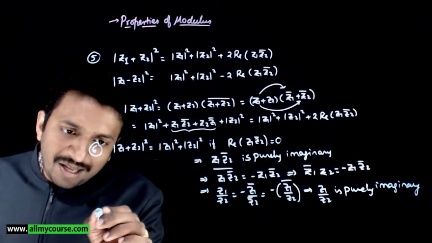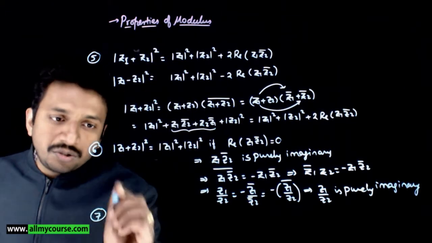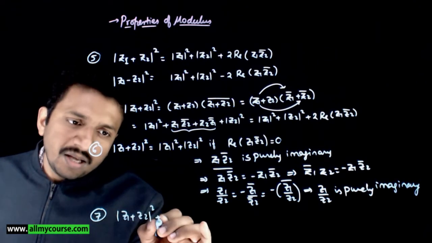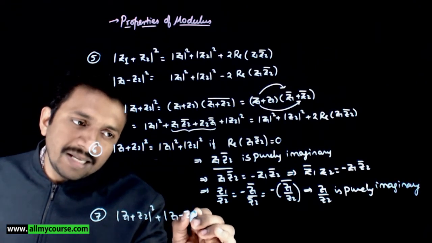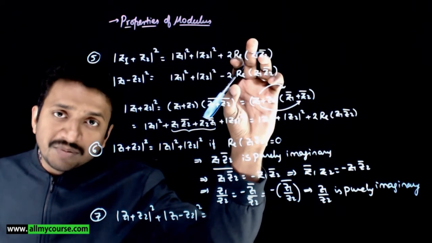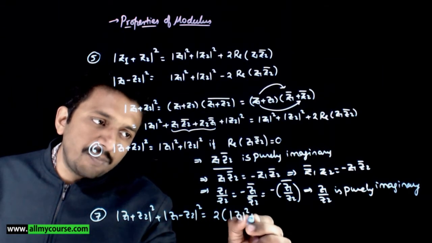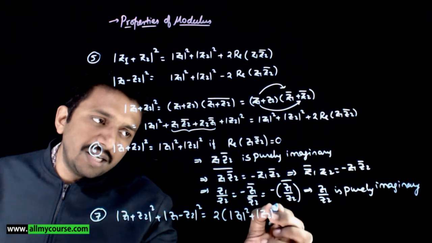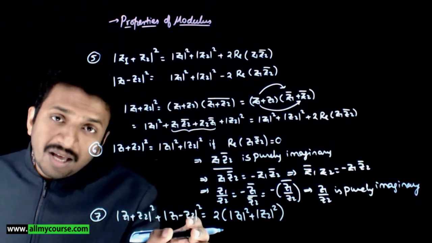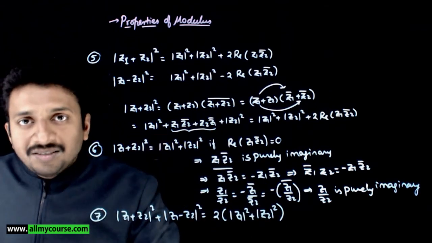Now the next property is also related to these two formulas, which is the addition of these two. What is mod of z1 plus z2 whole square plus mod of z1 minus z2 whole square? So what is the addition of these two? If you add these two, the terms get cancelled. So this will be equal to 2 times mod z1 square plus mod z2 square. So mod z1 plus z2 whole square plus mod z1 minus z2 whole square is 2 times mod z1 square plus mod z2 square.